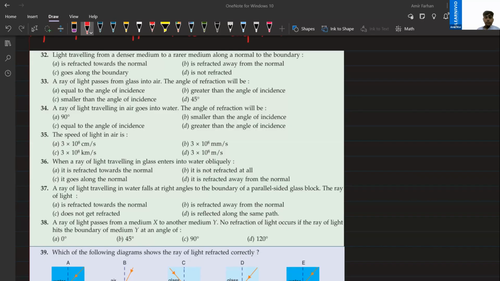After this class, everyone, there will be an assessment based on the refraction. So please go and check out this class after this.